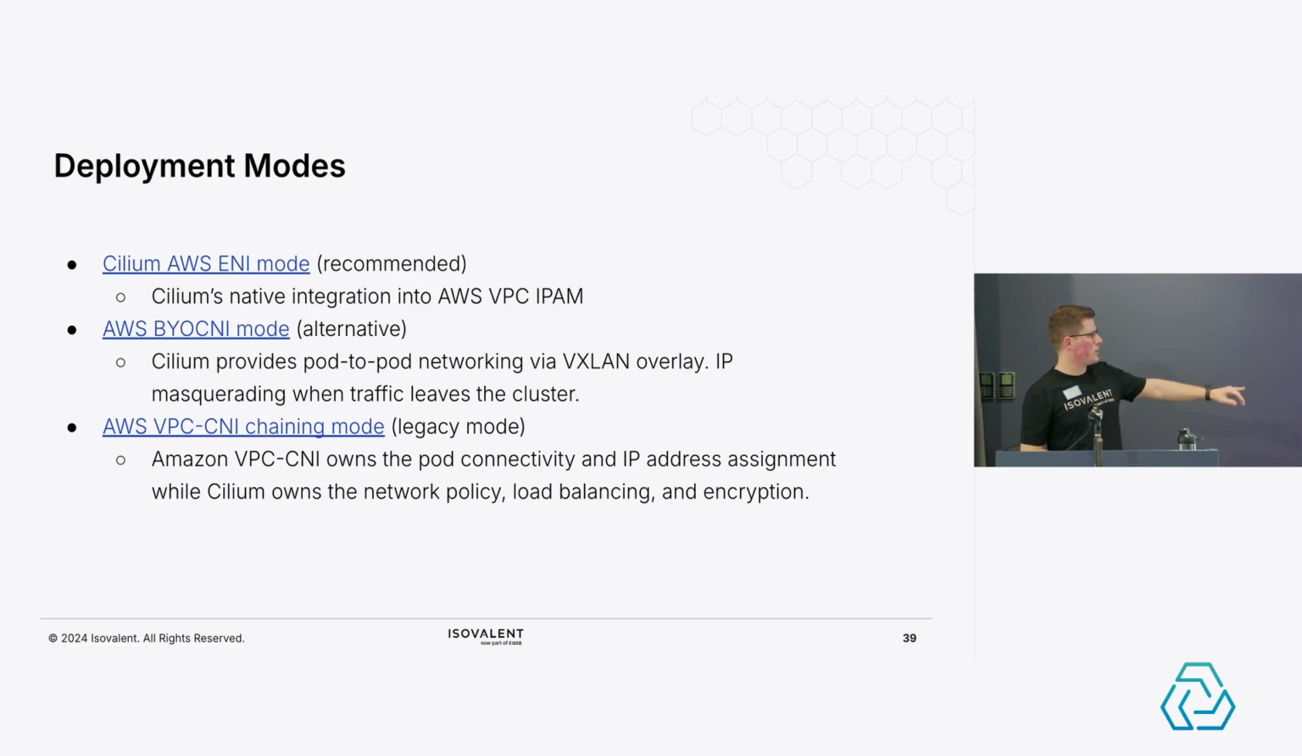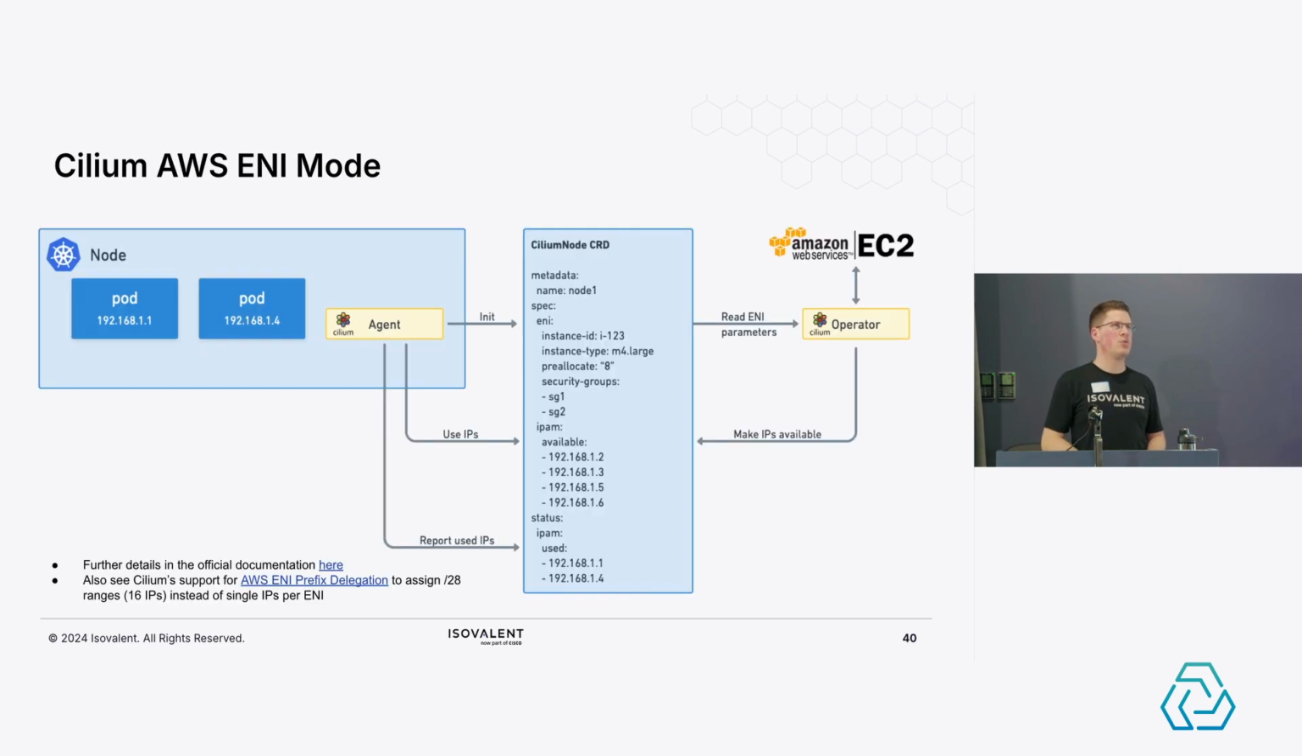Last but not least, there's also this more, sometimes seen, legacy mode where we do CNI chaining with the AWS VPC CNI. There it's the VPC CNI that still takes care of port connectivity, the IP address management and assignment, and so on. But we have Cilium running next to it and doing the actual, for example, network policy enforcement or load balancing or ingress and encryption, third-party encryption, and so on.